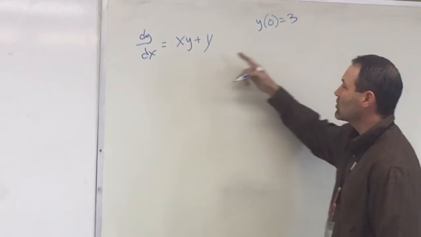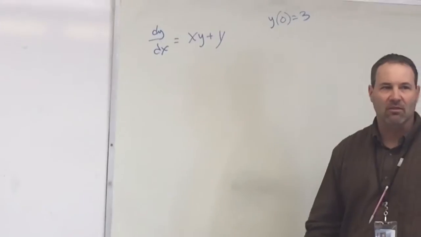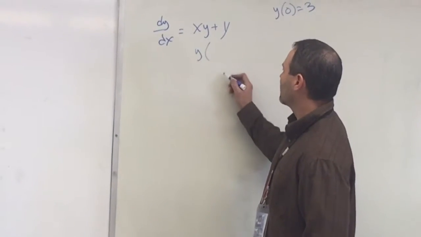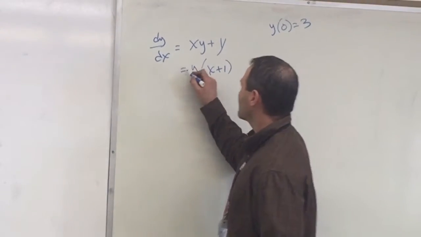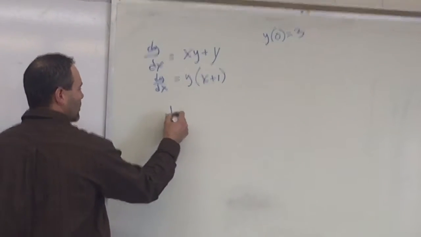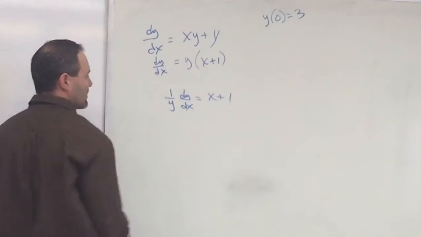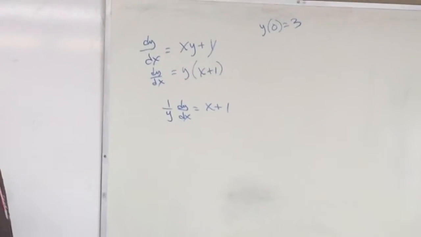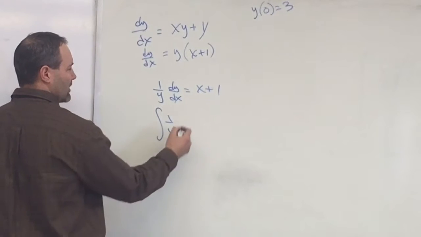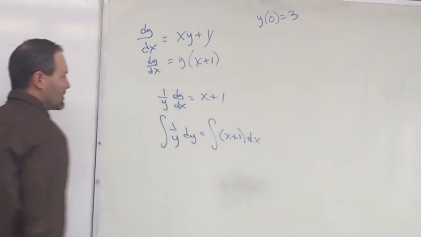We can't just subtract a y and then divide by a y. What could I do to start with here? Pull out a y? Yeah, good. So factor out a y, x plus 1 equals 2y dx. Divide by y, so now it's 1 over y, 2y dx equals x plus 1. So now we're ready to integrate dx, so we're going to have the integral of 1 over y dy equals the integral of x plus 1 dx.